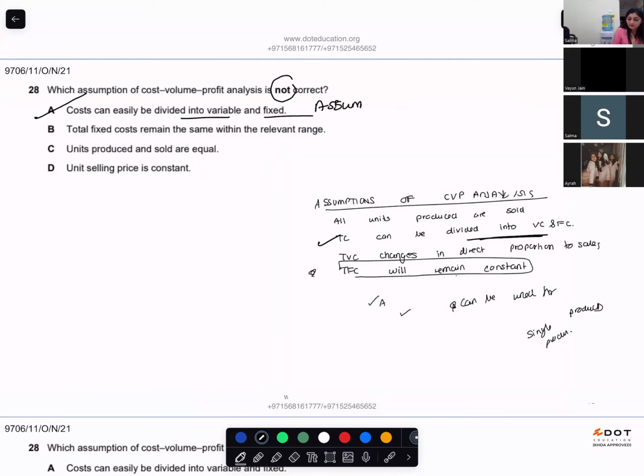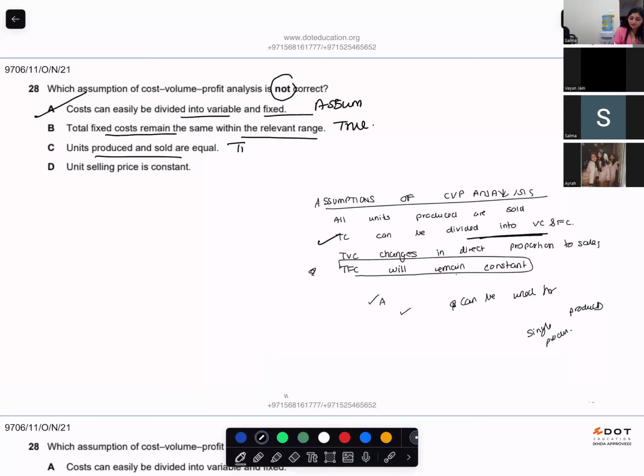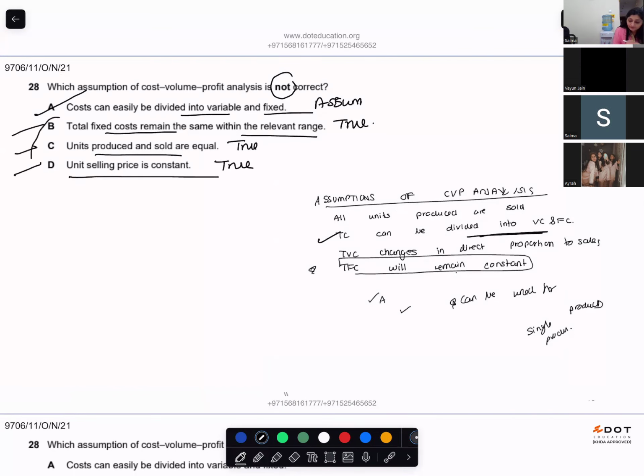Total fixed cost will remain the same within the relevant range. That means the fixed cost will always remain the same. Is it true? Yes, this is also true. Units produced are sold. This is also true. Unit selling price is constant. This is also true. Now everything is true, so there might be some twist in some options. Here there is one twist.